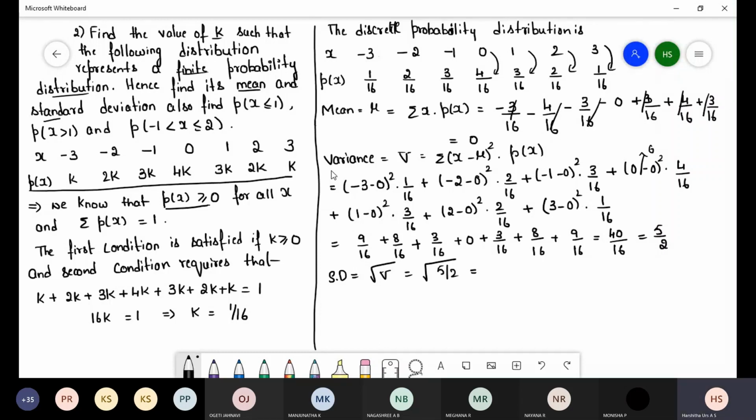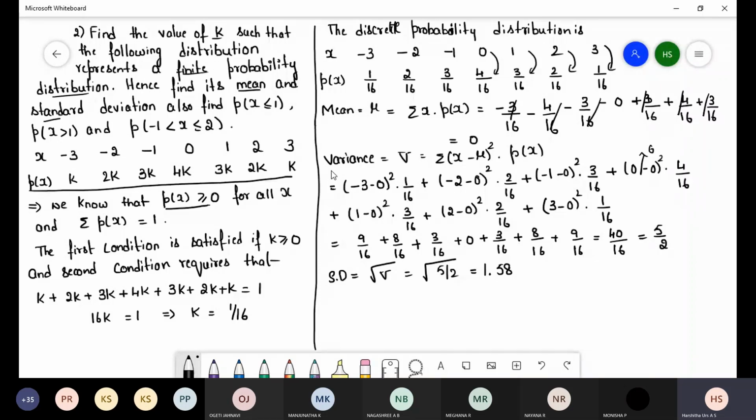Find the value for... 1.58 is the correct answer. The same answer you have got. Yes, ma'am. Yes, okay. Next, standard deviation we finished.